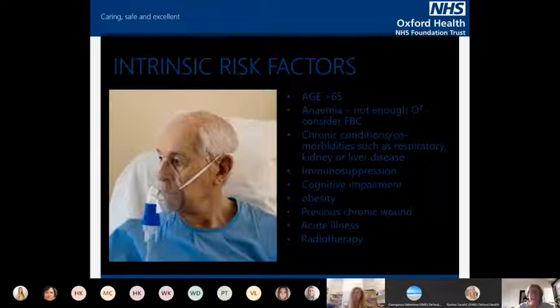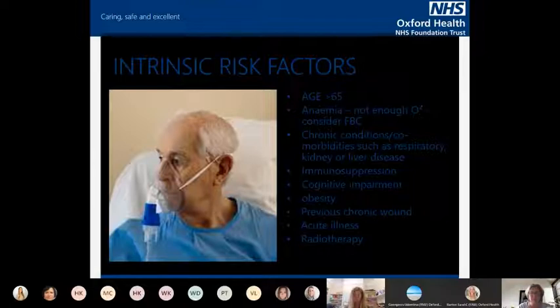Chronic kidney conditions. What do your kidneys do? Your kidneys excrete fluid from the body. They also excrete some waste products from the body. If they're not working properly, then you can get some buildup of those. And likewise, the liver. Your liver metabolizes things. If it's not working well and it's not metabolizing stuff, you can have a buildup of various things that can become toxic in the body.